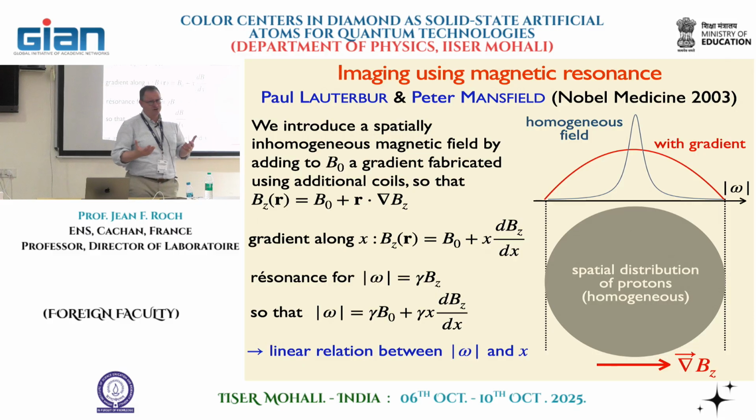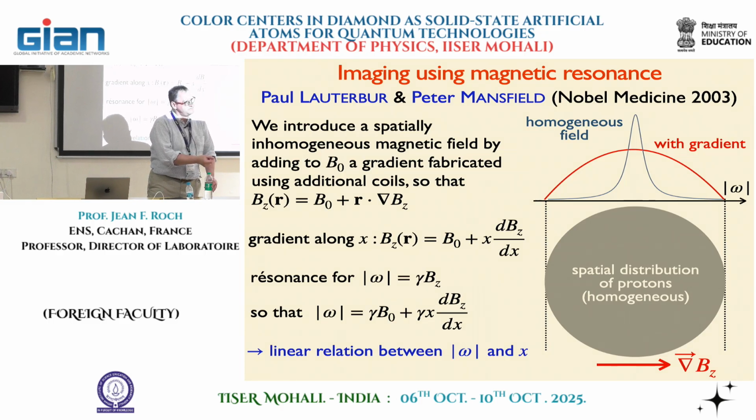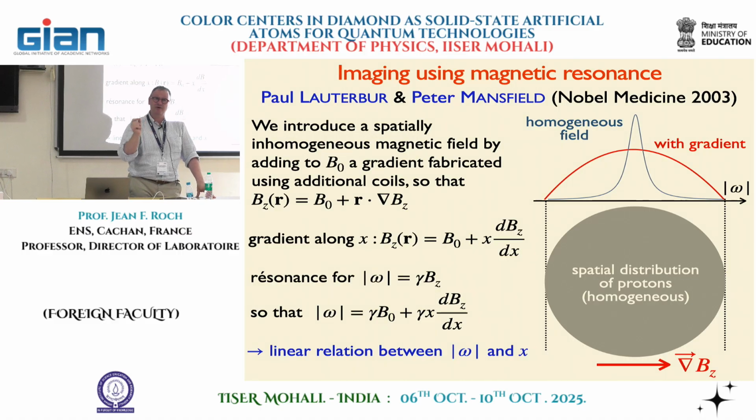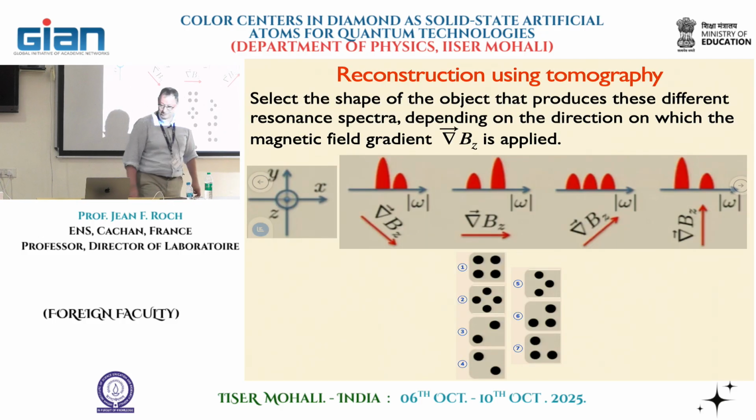So it's remarkable. What you do is that you encode, using the gradient of the magnetic field, the position x in this direction on the resonance frequency of the spin. And then by just measuring the intensity of the magnetic resonance signal, you measure the number of spins at a given position x. This is simply this experiment. That's remarkable. So I can do that, for instance. This is just a trick.